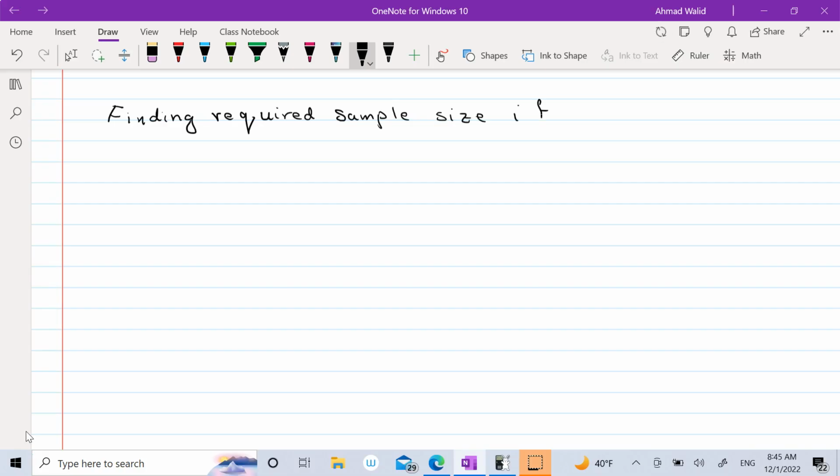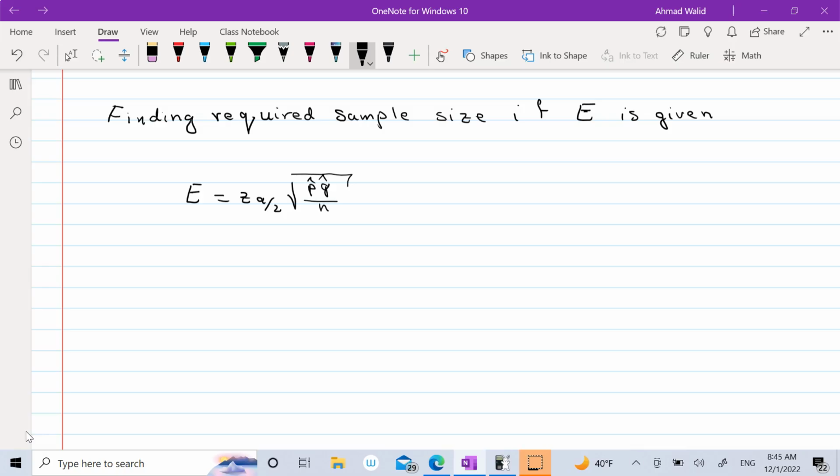If E is given, correct? Look, our formula for margin of error was E equals Z alpha over 2 times the square root of P hat Q hat over N. That was our formula for the margin of error.